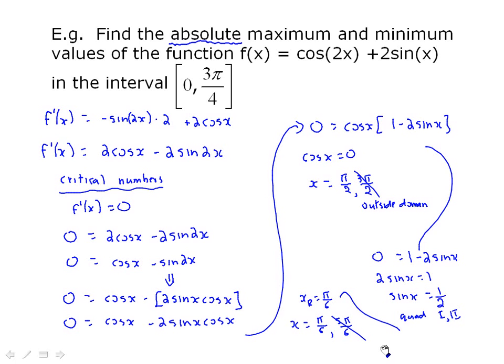Bring up a new, get some space to work these ones out. And all we do now, instead of doing the analysis on it, is we compare the endpoints and the critical numbers. So we need to compare f at 0, f at pi over 6, f at pi over 2, and f at 3 pi over 4. And then see what we want, the absolute max and the absolute min.